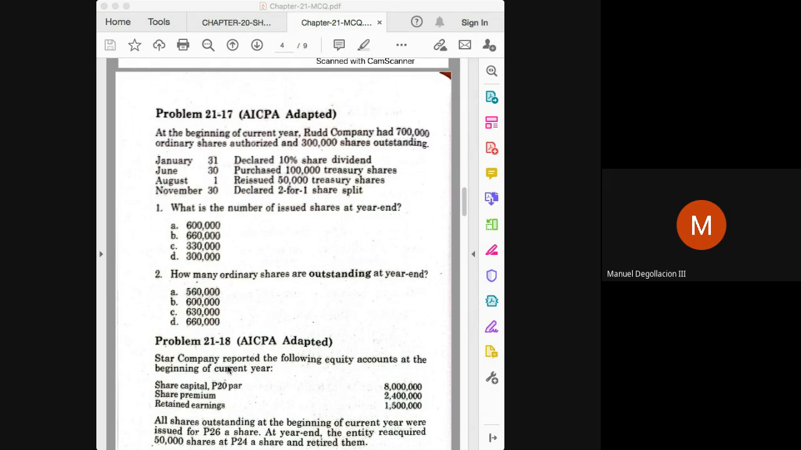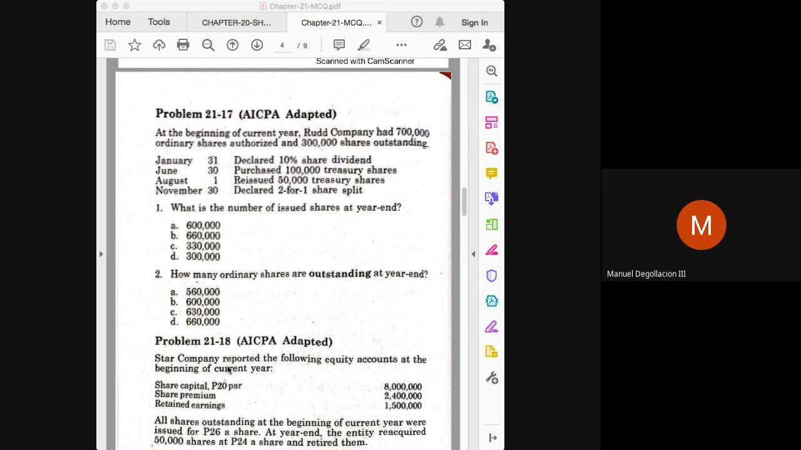The next time cash dividends will be declared, you will have more shares that will receive cash dividends, because you have to remember that dividends are received per share. So the more shares you have, the more cash or property dividends you will end up receiving.